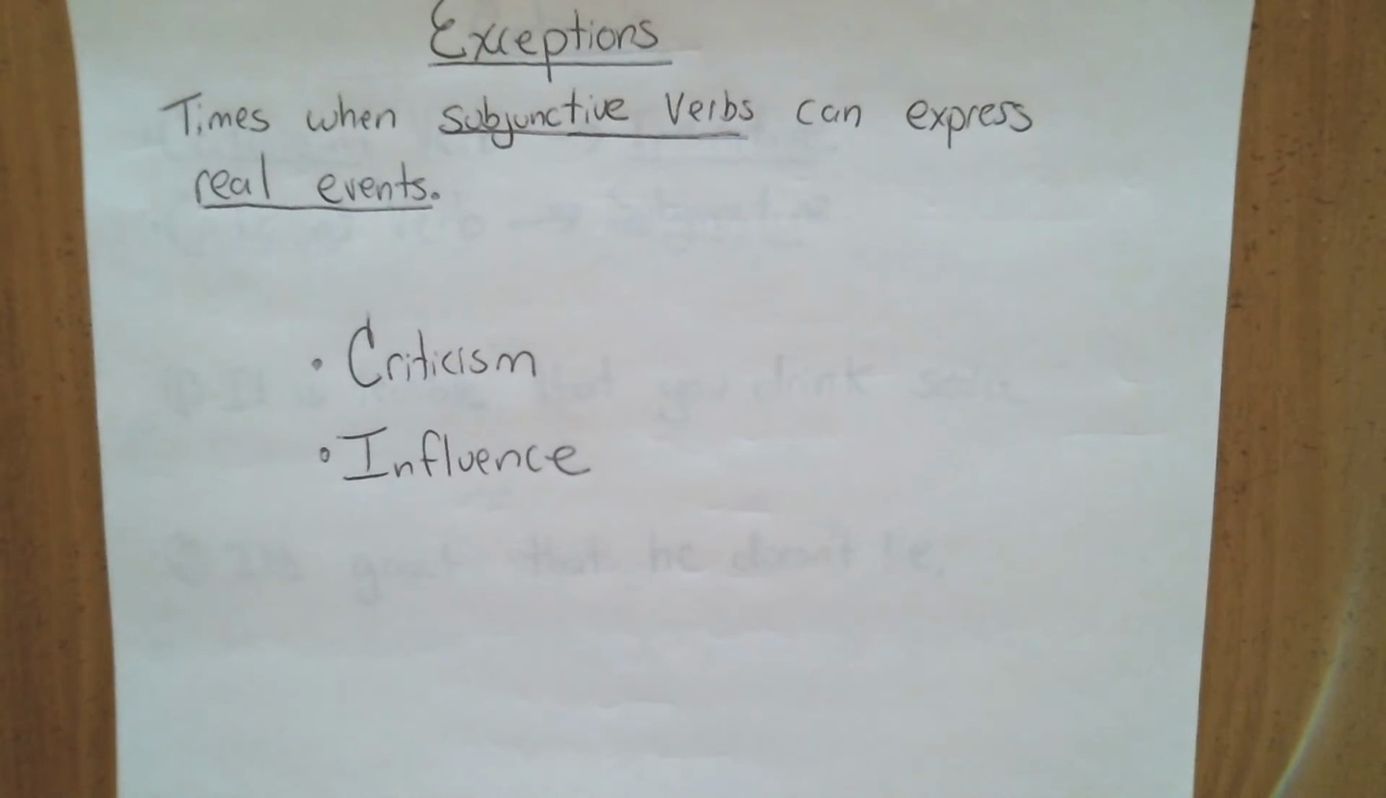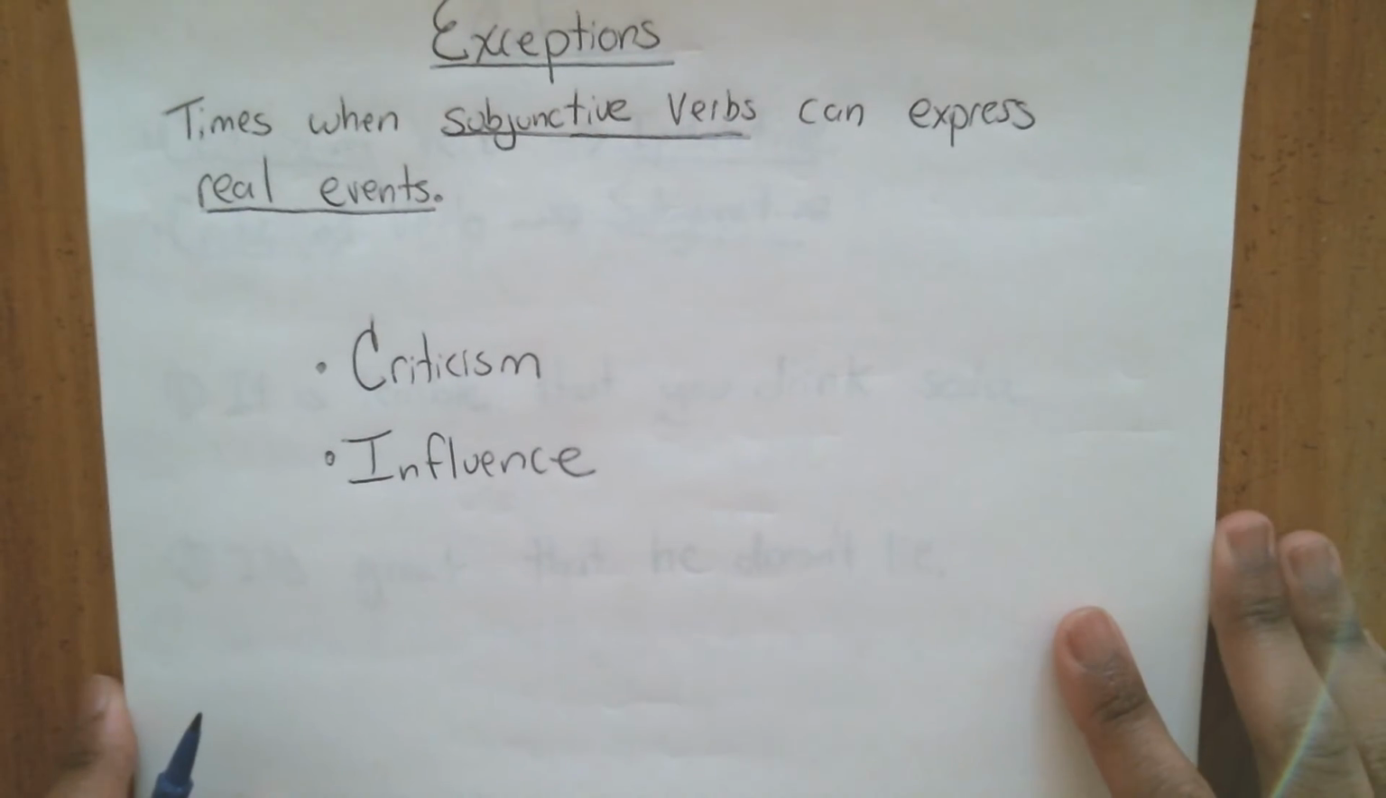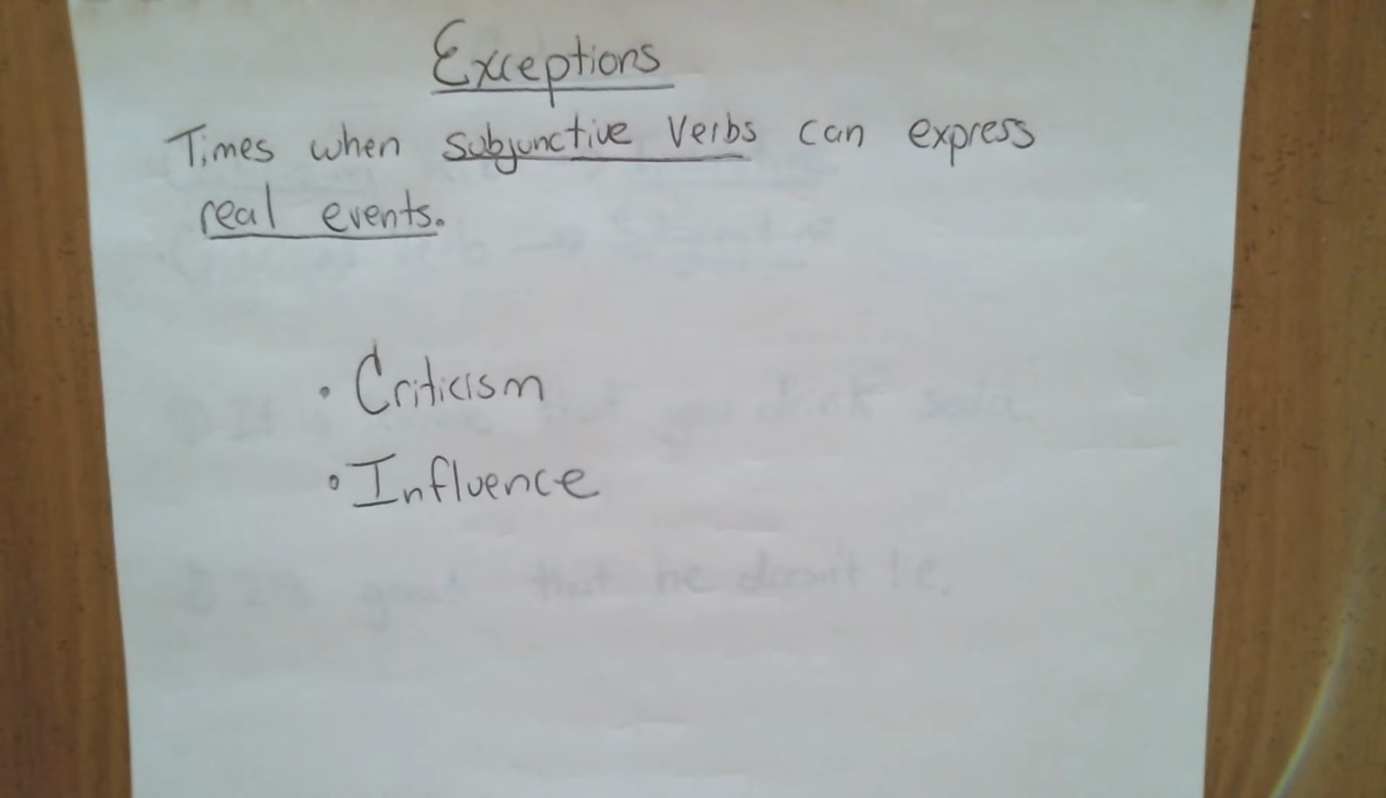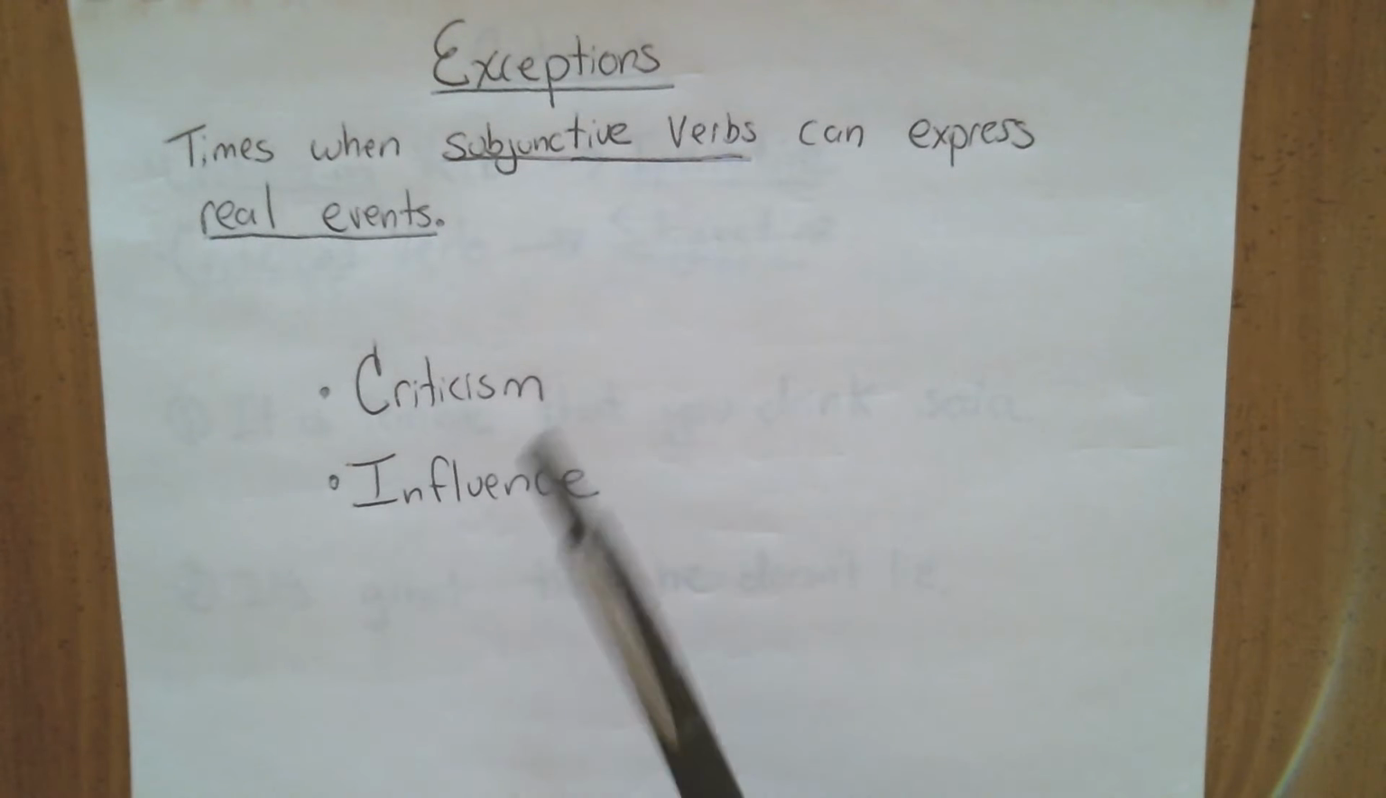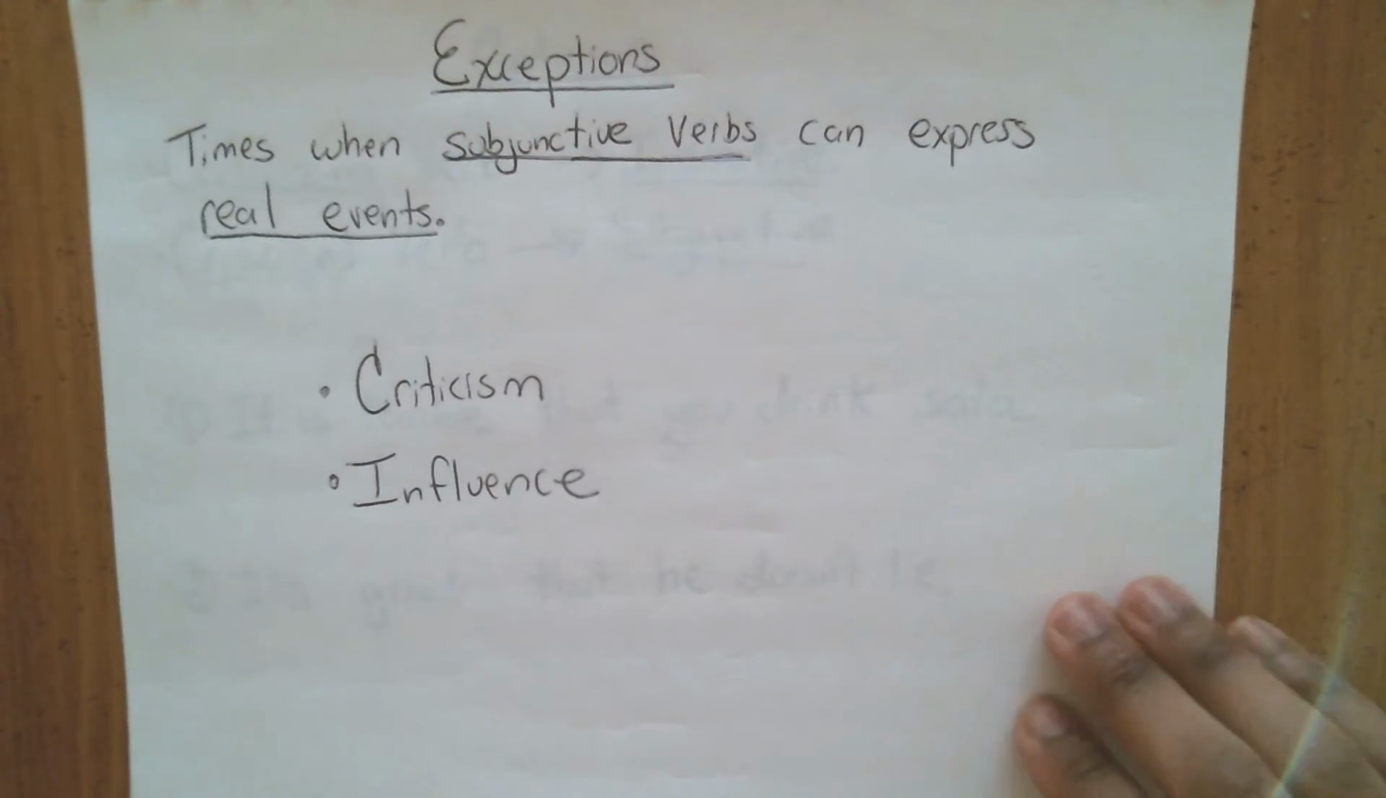Now we cover something that's interesting. You remember how this whole entire lesson I have been telling you that the subjunctive is used to express uncertainties and expectations? Did you know that there are times when the subjunctive can be used to express a real event, something that actually is happening or continues to happen? And it's only two exceptions, so don't be too bothered. And that is criticism and influence. We have to talk about each of these as well, wrapping up here.